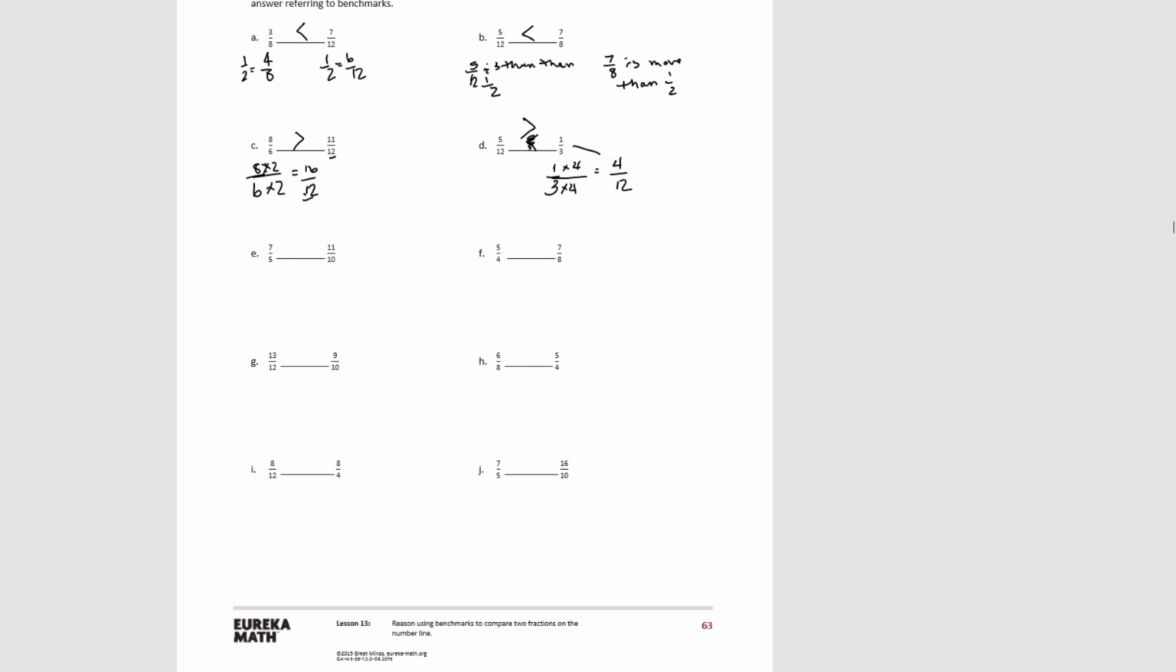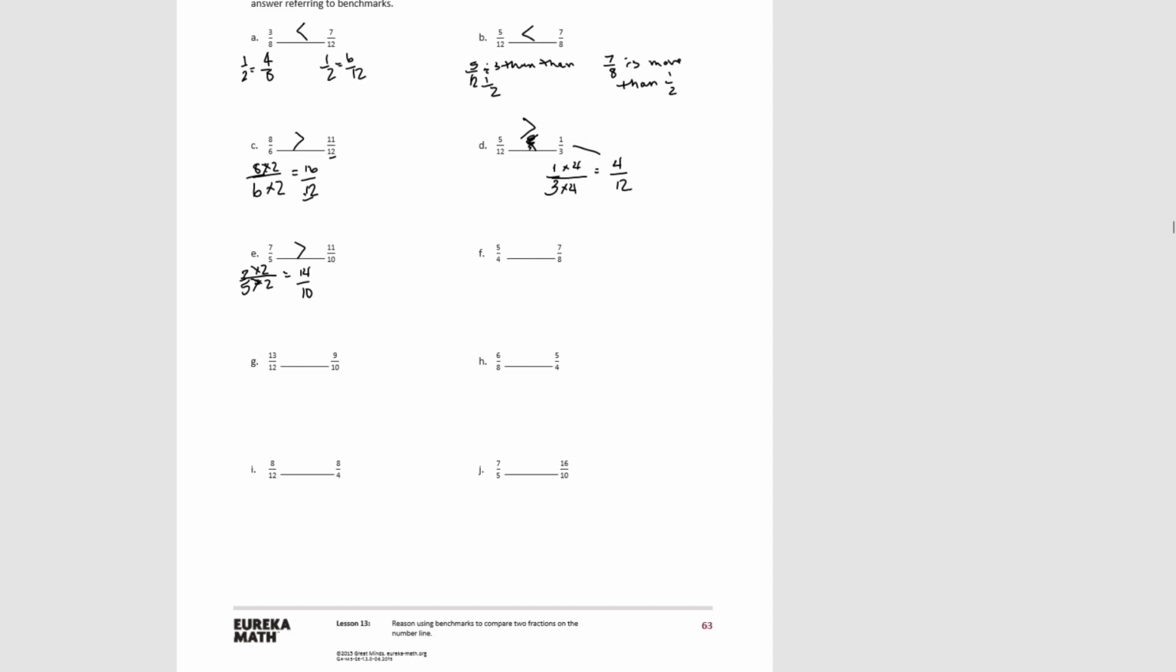So for E, 7/5. Again, 5 is a factor of 10, so we could easily multiply by 2 and get 14/10, and compare that to 11/10 and see that 14/10 is greater than 11/10. So 7/5 is greater than 11/10.